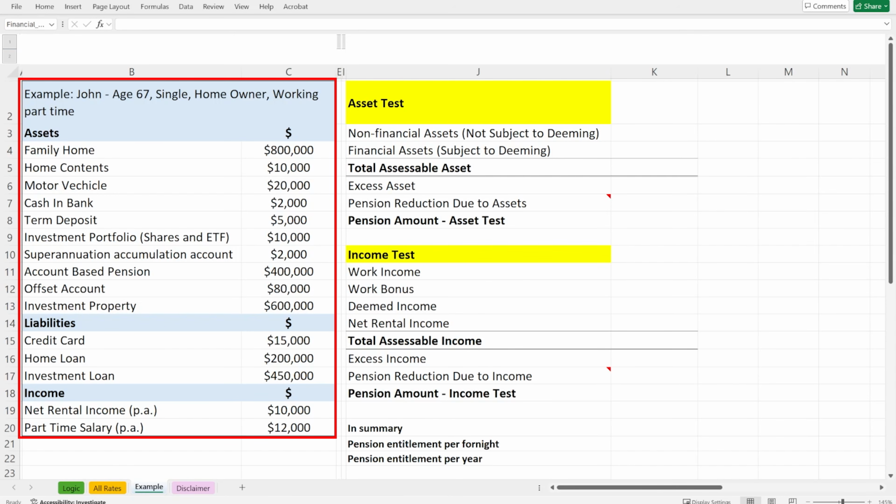It's a pretty comprehensive one with lots of interesting aspects to explore. Meet John. He's 67 years old, single and a homeowner. He works part-time and earns rental income from an investment property. John has a mix of financial and non-financial assets, along with a balance on his credit card.